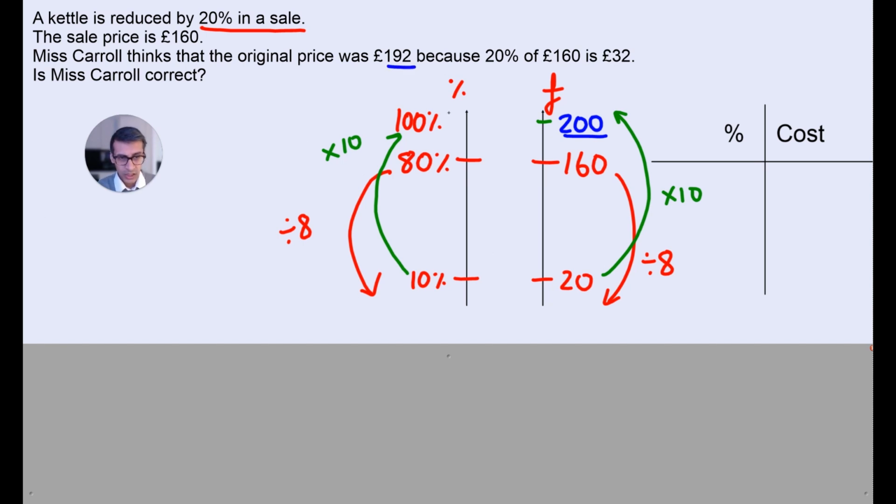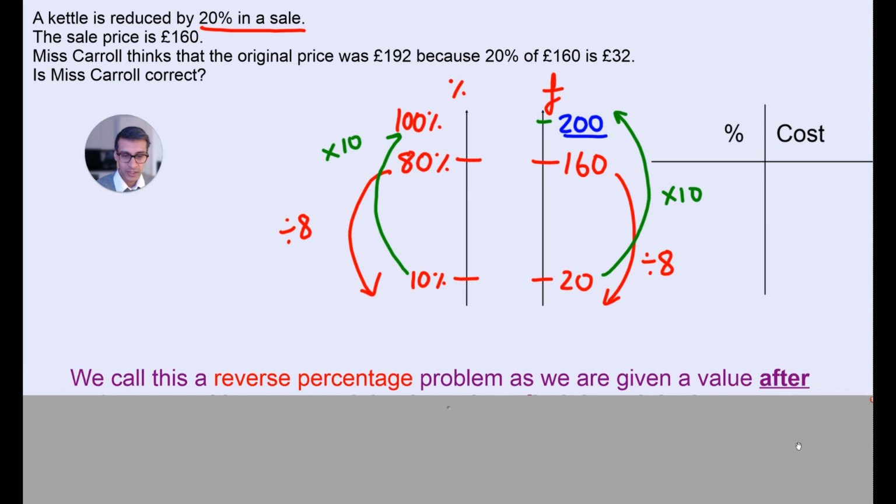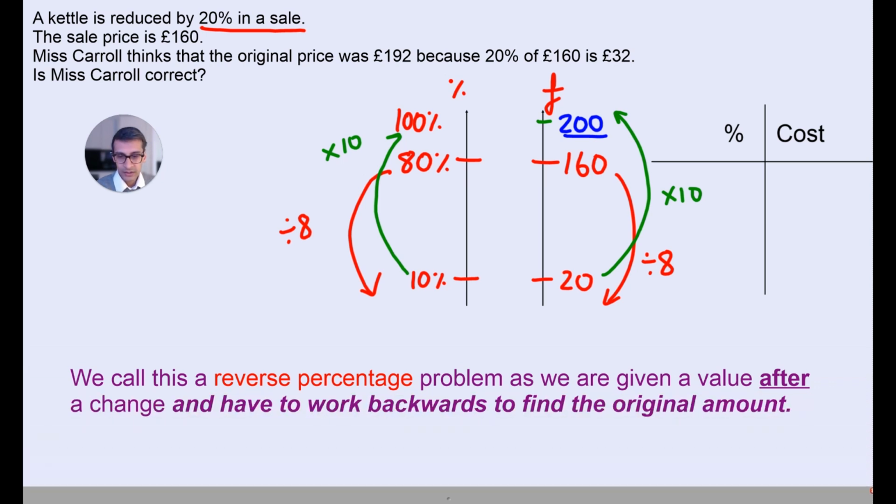Now, you'll see why this isn't true: Miss Carroll has worked out 20% of the discounted price of 160. What she should have done is worked out 20% of the original price, but we don't know the original price here, so we have to work that out first. This is called reverse percentages, and it's when we're given a value after a change and we have to work backwards to find the original amount.